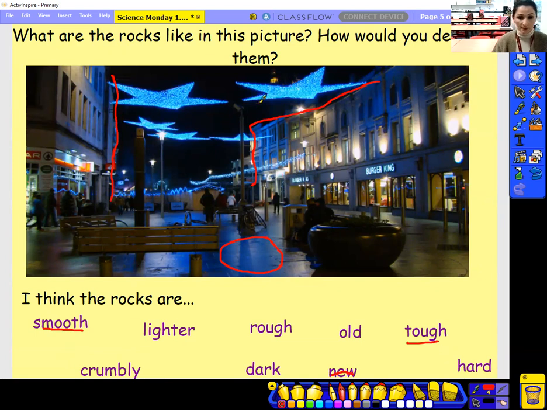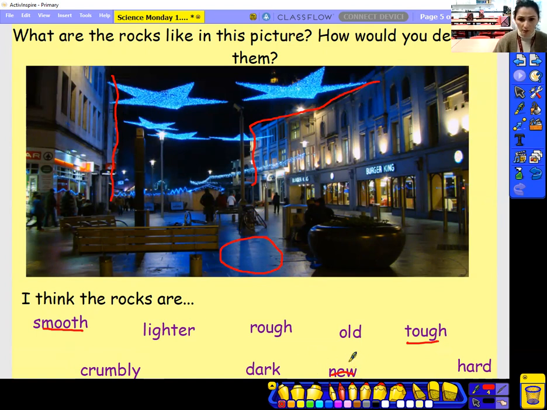Now, most of these buildings will be made out of brick. Now, brick is man-made. It means it's made by a person. It's made by us, okay? And the floor, the pavement, is made out of what we call concrete. So concrete, again, is man-made. It's made by us.